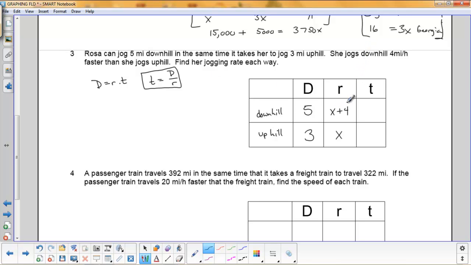Now what we're going to do is combine these two together to create our third category, which would be time equals distance over rate. So this one will be 5 divided by x plus 4, and this one will be 3 divided by x. It says here that she can go downhill in the same time it takes her to jog uphill. So that means these two times are going to be equal. So here is how we determine what her speed is actually going to be.